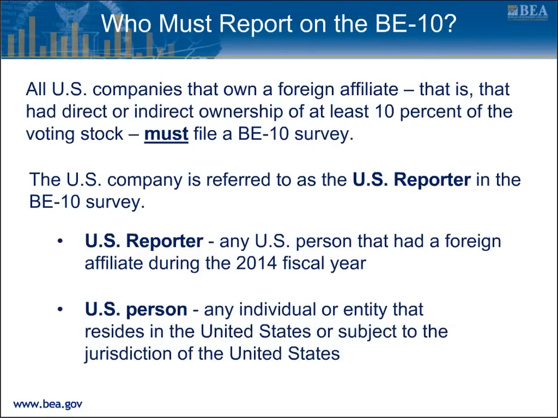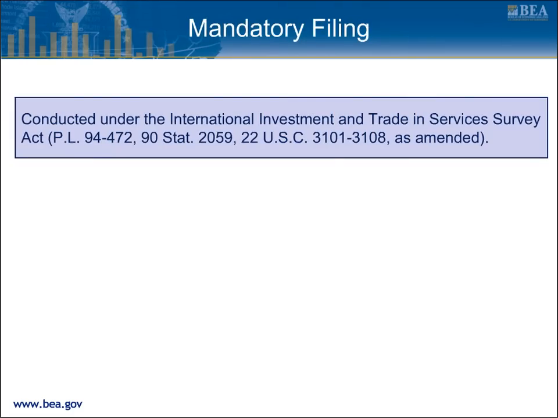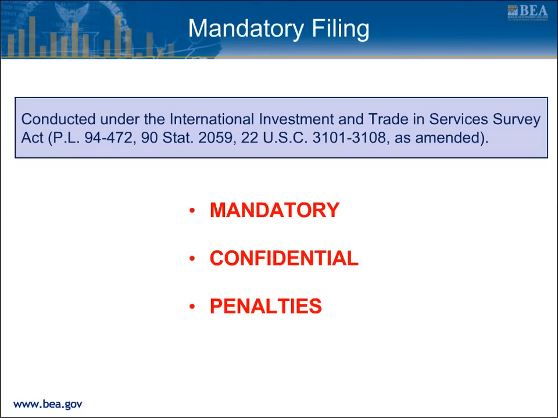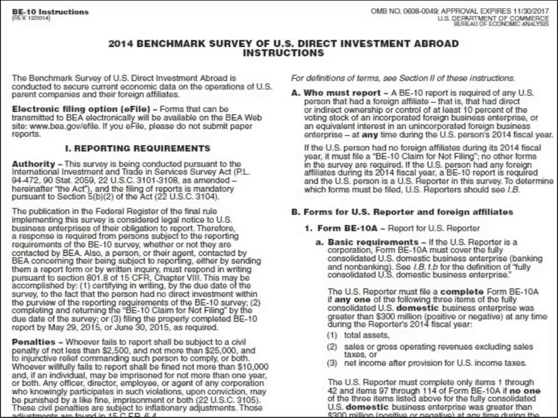A U.S. person is any individual or entity that resides in the United States or is subject to the jurisdiction of the United States. The BE-10 is being conducted under the authority of the International Investment and Trade and Services Survey Act. Under this law, the filing of reports is mandatory, and your company's information is confidential. Whoever fails to report may be subject to penalties. For additional information, please review the BE-10 instruction booklet.